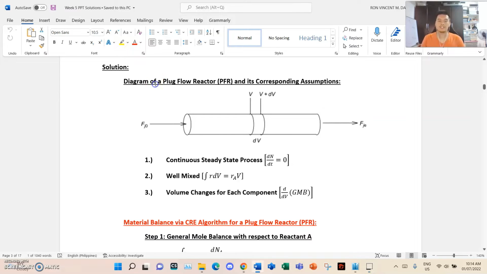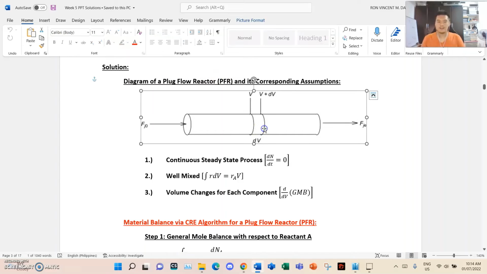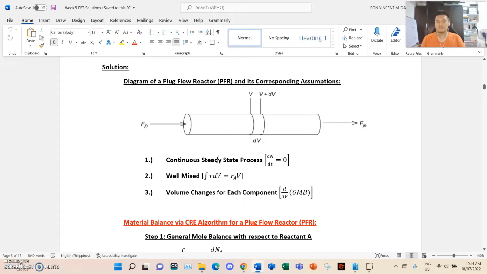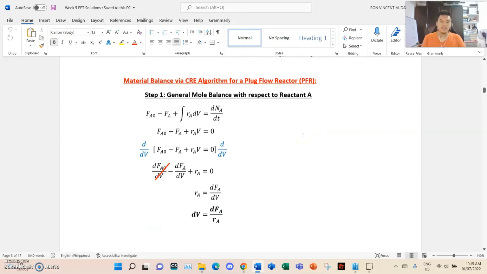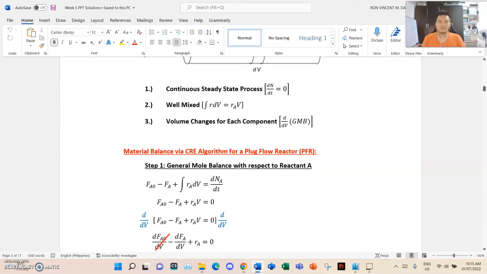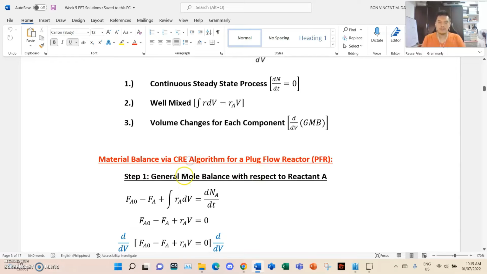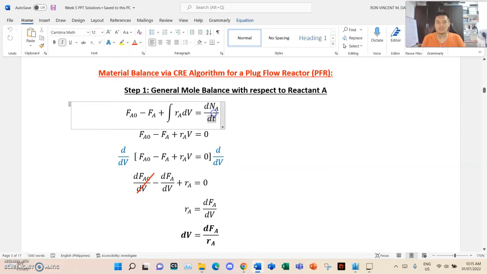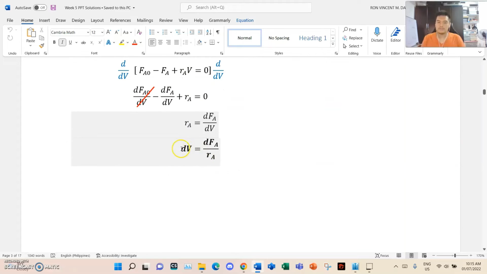First, I specify the assumptions that correspond to the specific reactor in question, which is a PFR. For a PFR, it is a continuous steady-state process assumption. It is also well mixed, and the volume changes for each component as it traverses through the PFR. And then after the diagram and assumptions definition, I will do my first step, which is a material balance via the CRE algorithm for reactors. The first step is the general mole balance with respect to reactant A. So this is the main equation I started with. Then I apply the assumptions I stated earlier, and isolate using algebra.